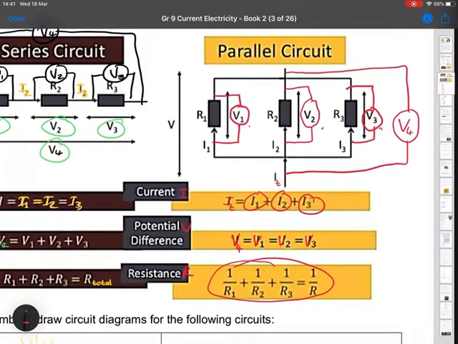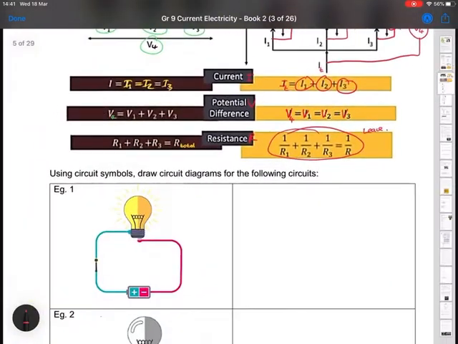This equation is how we calculate resistance in parallel, and that explains why resistance decreases when you add more components in parallel, but we're going to look at that in a later lesson, so don't worry about this for now. Leave that equation for now.